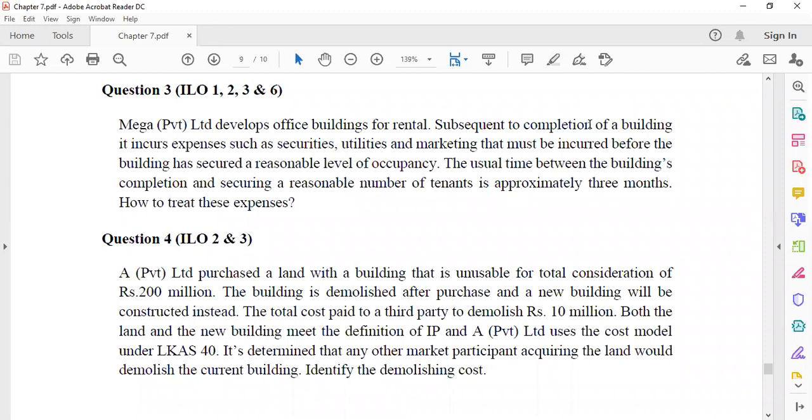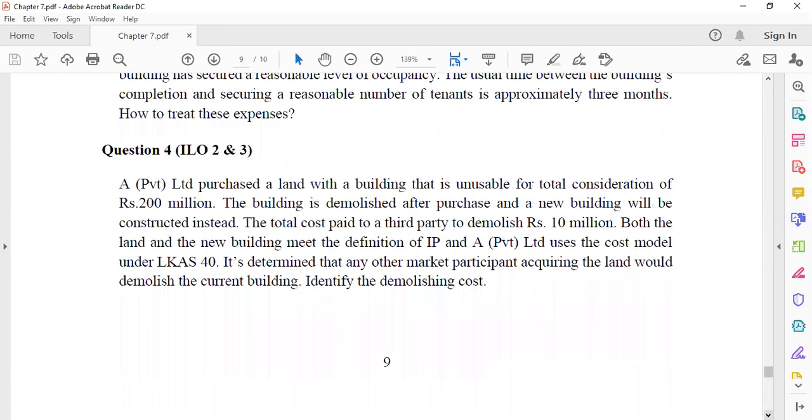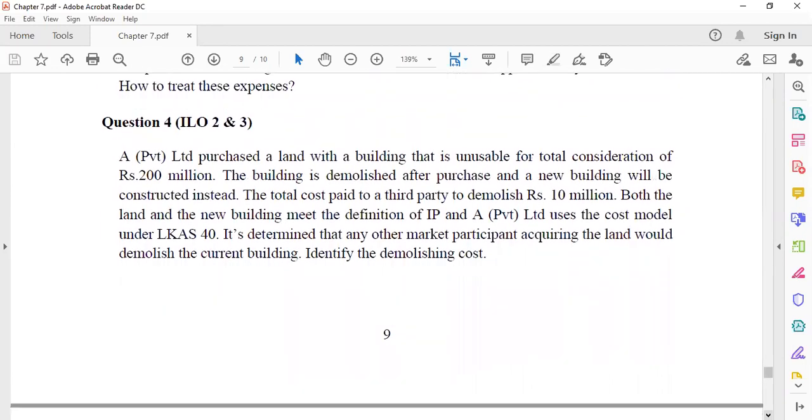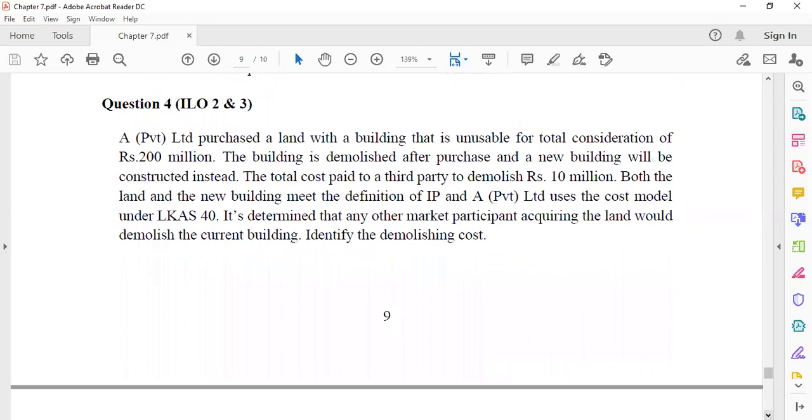The maintenance cost, the promotion cost that you incur once the property is completed, until the property becomes occupied to an acceptable level, those costs must be expensed. So they should be expensed, right? Okay. So hope that is clear. If you are not clear with that, better to question that, right? Okay.